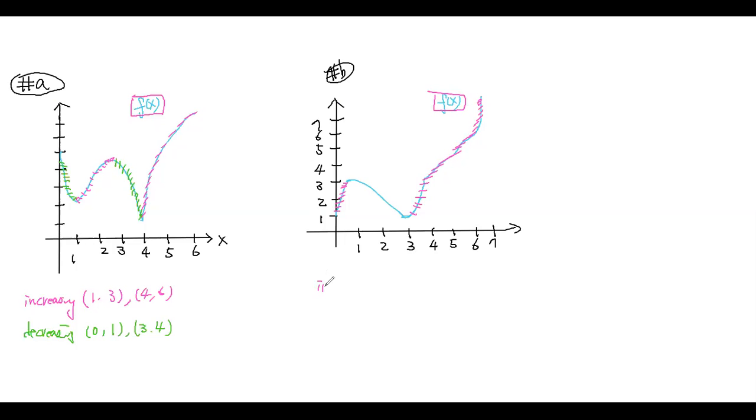So I know for these functions here, the increasing is from where to where? 0 to 1, and from 3 to 7, right? So the same way for decreasing, I know from these segments here it is going down. So this is decreasing from 1 to 3 here.